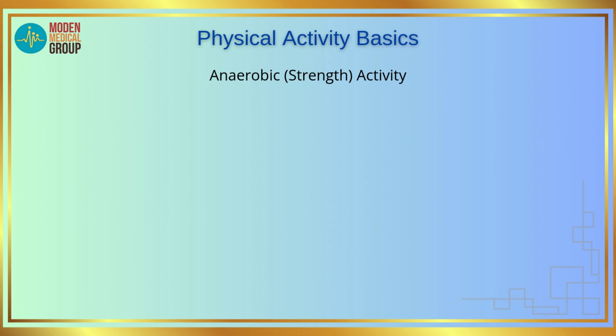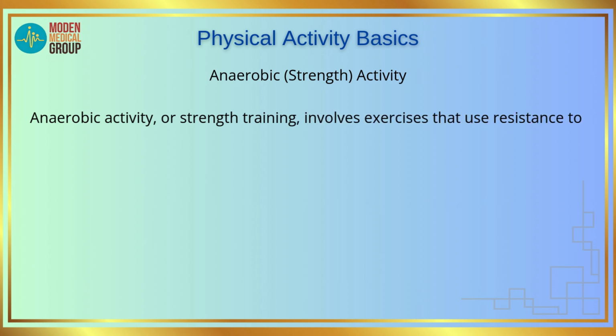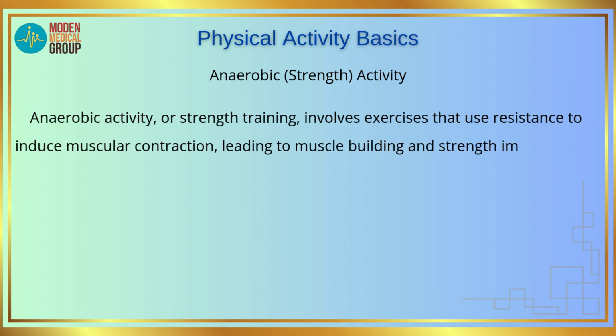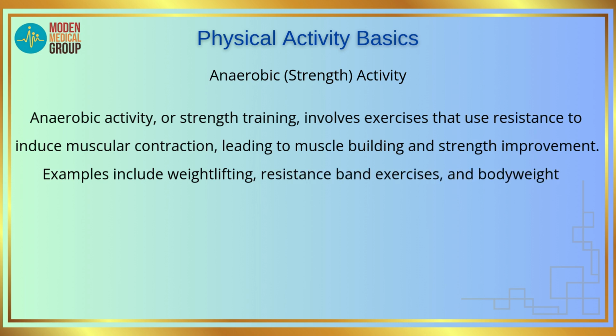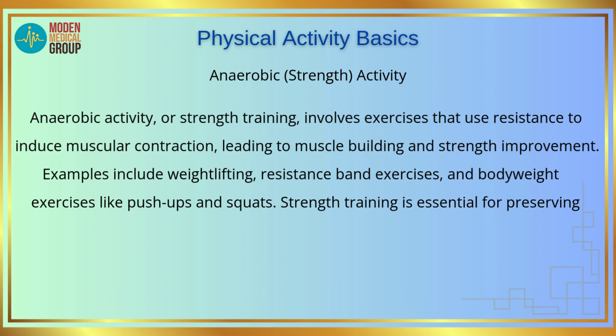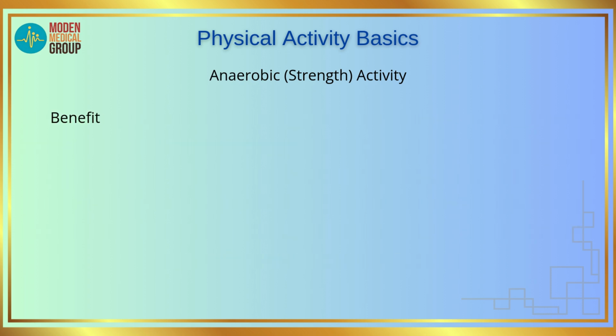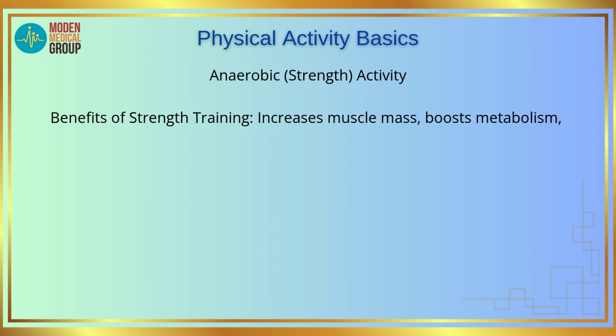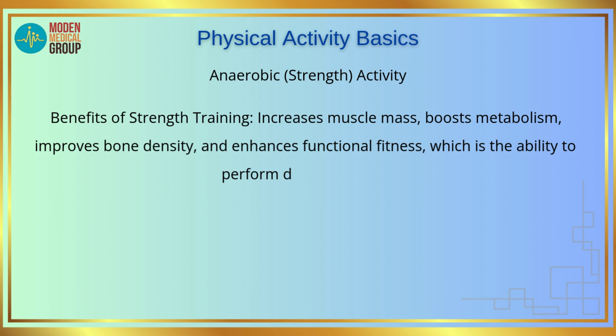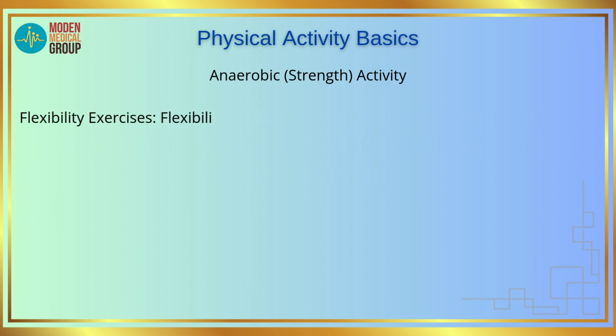Anaerobic (strength) activity. Anaerobic activity, or strength training, involves exercises that use resistance to induce muscular contraction, leading to muscle building and strength improvement. Examples include weightlifting, resistance band exercises, and bodyweight exercises like push-ups and squats. Strength training is essential for preserving lean muscle mass during weight loss, which is crucial because muscle tissue burns more calories at rest compared to fat tissue. Benefits of strength training: increases muscle mass, boosts metabolism, improves bone density, and enhances functional fitness, which is the ability to perform daily activities.